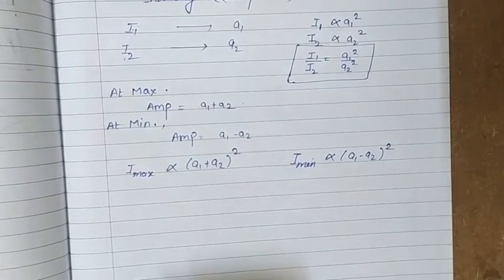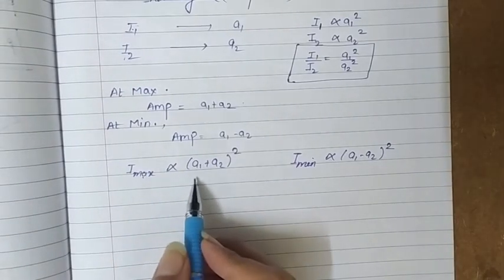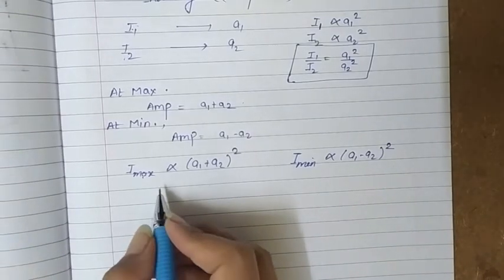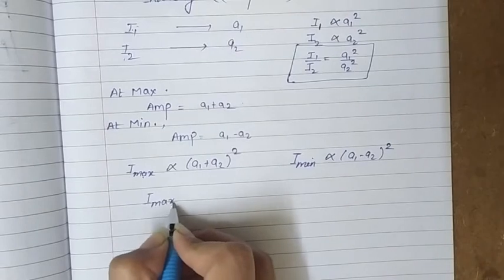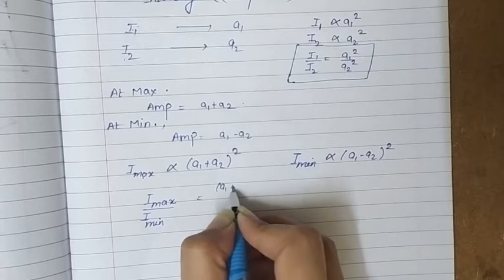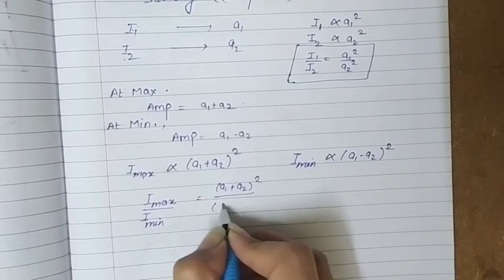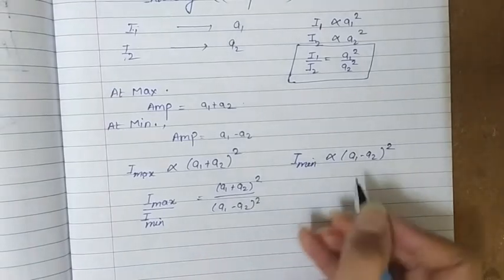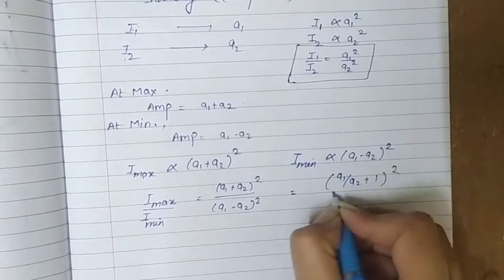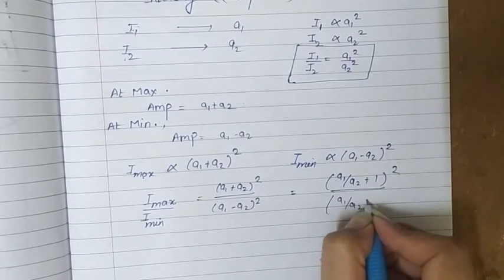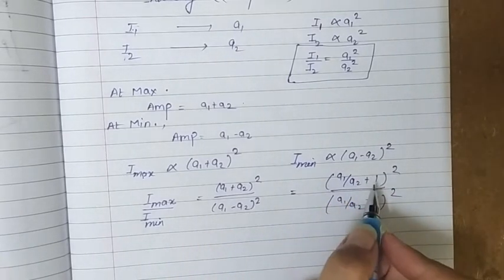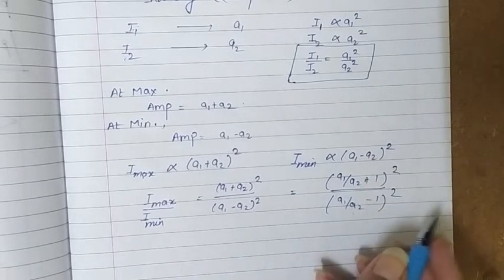So the maximum intensity is proportional to (A1 plus A2) whole square, and minimum intensity is proportional to (A1 minus A2) whole square. The ratio of these intensities, Imax upon Imin, is equal to (A1 plus A2) whole square upon (A1 minus A2) whole square. We can further solve it as (A1 upon A2 plus 1) whole square upon (A1 upon A2 minus 1) whole square. Here we have divided both the numerator and denominator by A2.